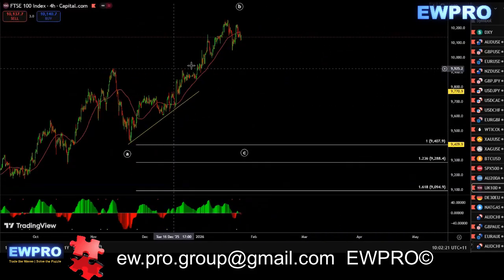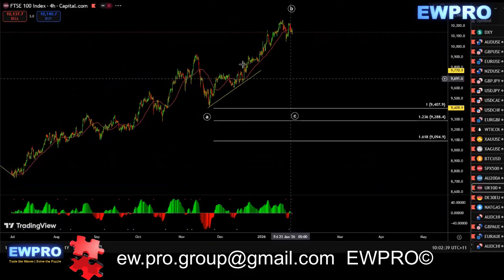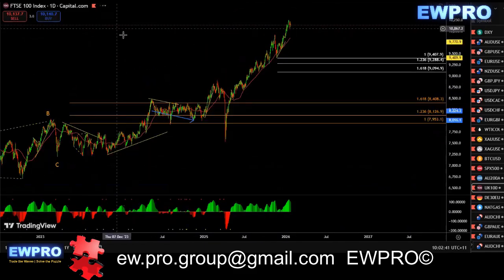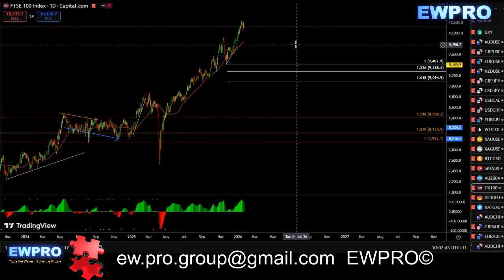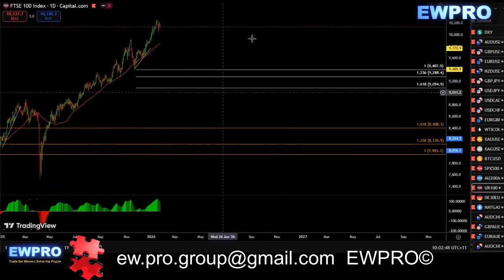The FTSE has pretty much gone too far as well in this B wave. I was looking at an A, B, and a C down before we get more upside on the H4. Really need this C down before you'd look for buys. Right up the top of the market. I should have gone to the daily, but you can see we've got a big impulse here. You got to wait for some sort of a correction before you can look to buy longer term again.